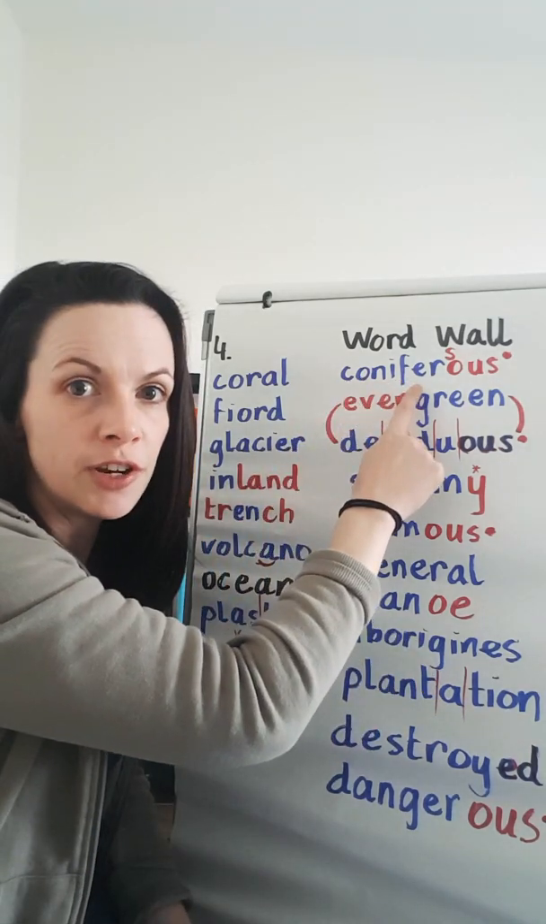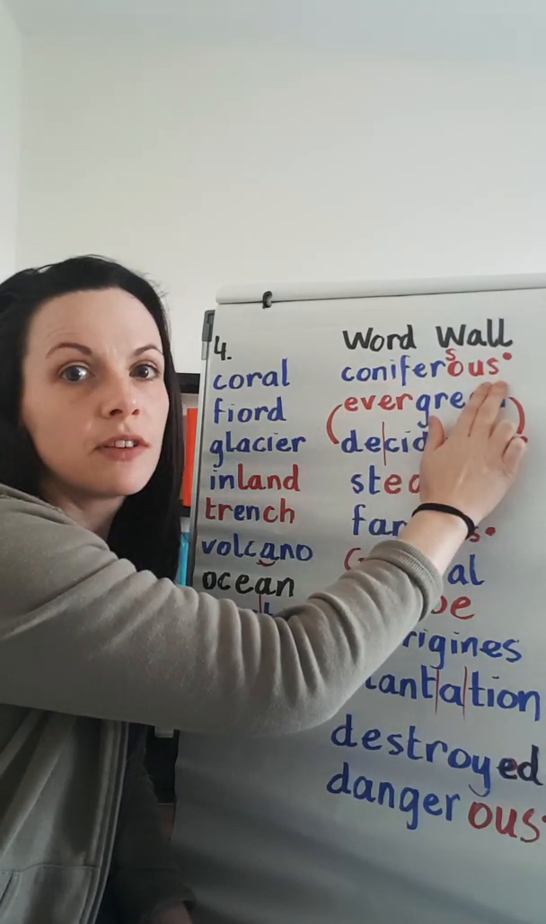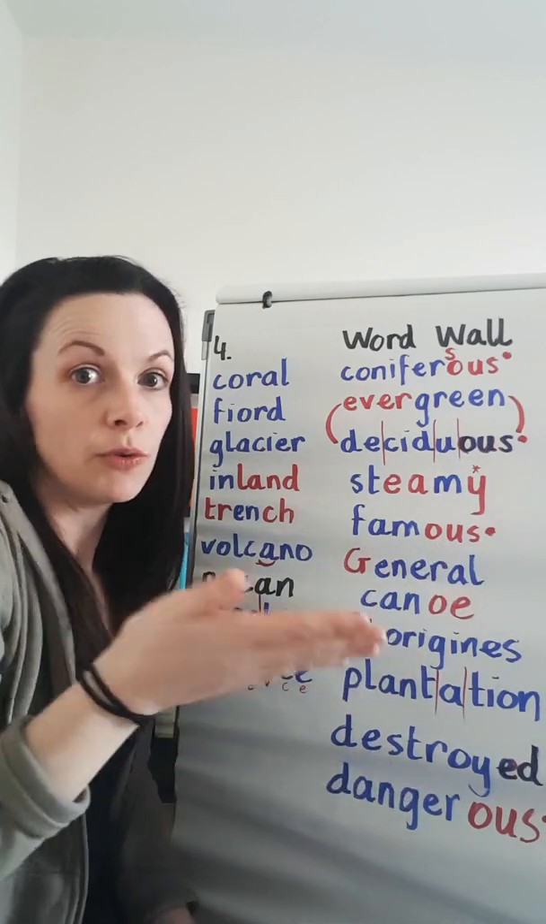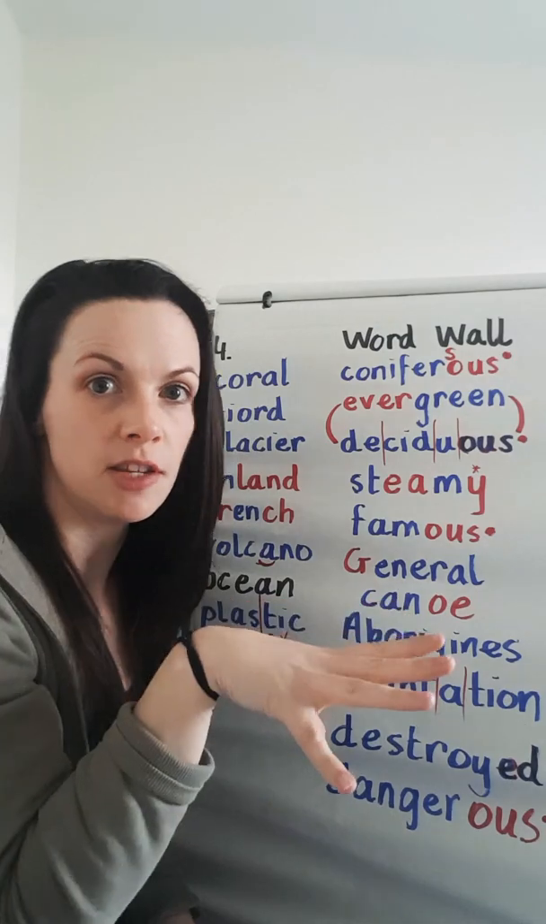So that's a conifer tree. Okay. And the word coniferous is a type of tree. So coniferous tree is one of those type of trees. Or a coniferous forest is a forest of conifer trees. Okay?